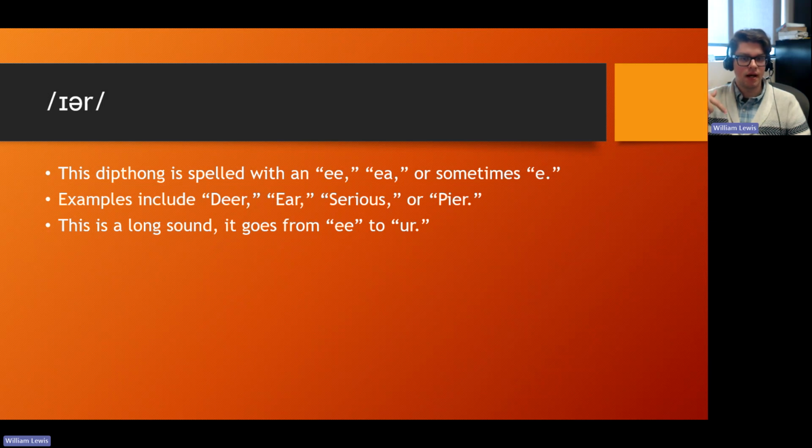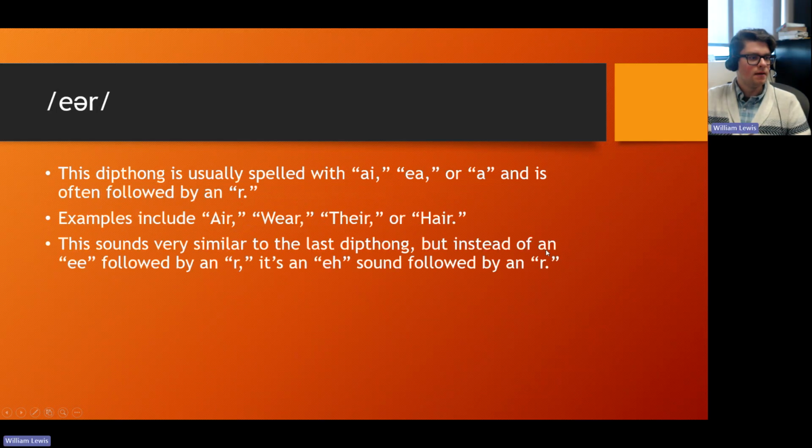ear. Did you hear she saw a deer by the pier? It's and then usually is followed by an R sound. So one more time, deer, ear, serious, or peer.